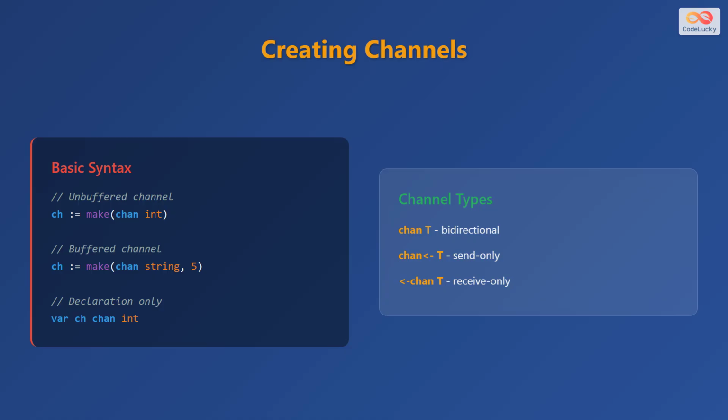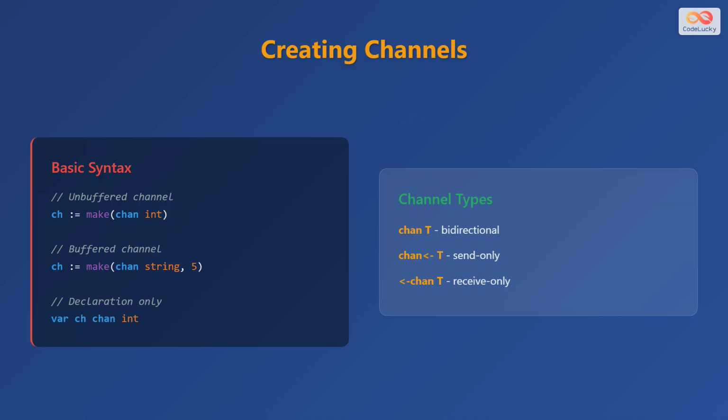To create a buffered channel, you specify the capacity of the channel as the second argument to the make function. For example, ch := make(chan string, 5). You can also declare a channel variable without initializing it using the var keyword. For example, var ch chan int.